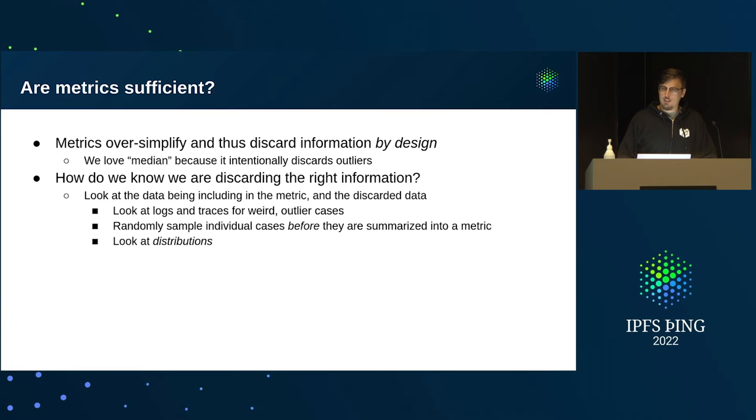I also feel strongly that sometimes metrics are not enough, because they discard information by design, and sometimes the information they're discarding is information you care about. And so you also need to verify that your metrics are the right metrics by looking at the information you're discarding. There are a lot of ways to do that, right? We can look at individual cases and logs, randomly sample, and look at probability distributions.